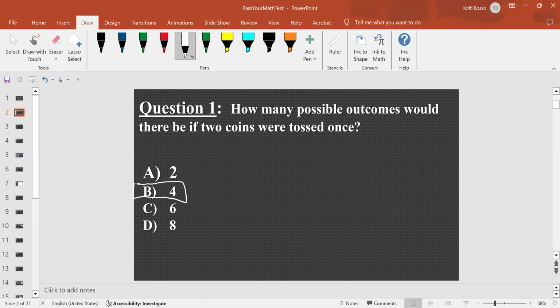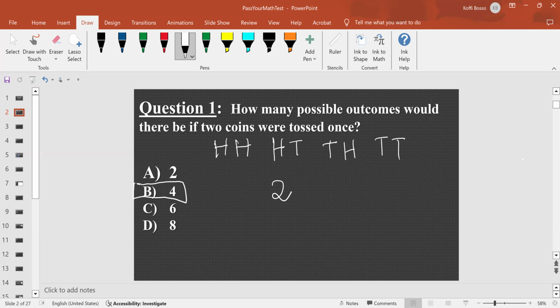So when they toss 2 coins, you have these possibilities. It can be a head for the first coin and a head for the second coin. Or you have a head and tail. Or you have a tail and head. Or you have a tail and tail. So in total, you have 4 possibilities.